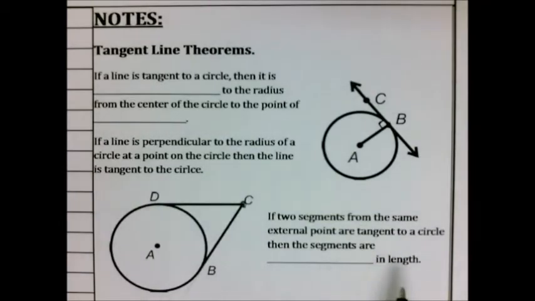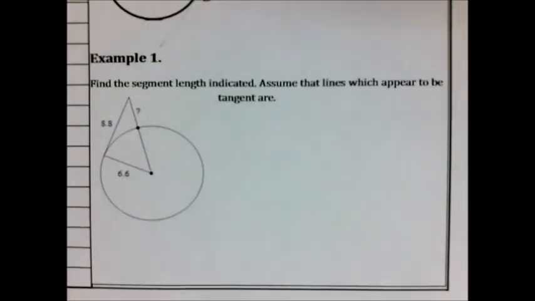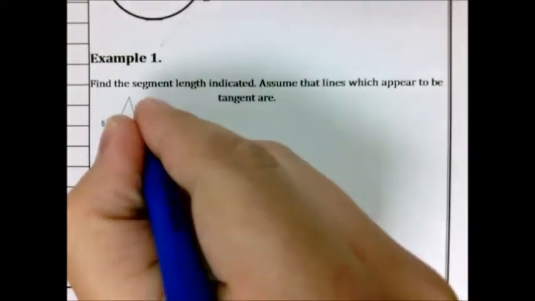congruent in length. That means that these side lengths, or these lengths, are going to be the exact same length in measure. They're going to be the same distance, okay? They're going to be congruent in length. So we're going to practice this now. And example 1 wants us to find the segment indicated. Okay, that's this question mark right here.